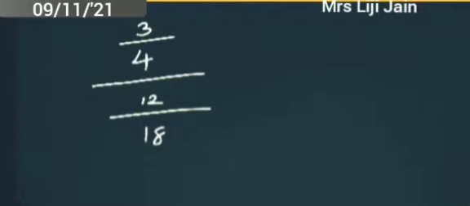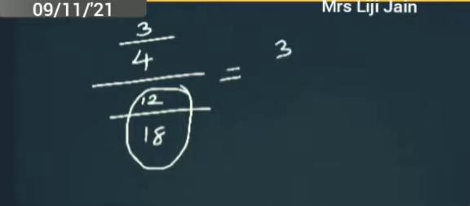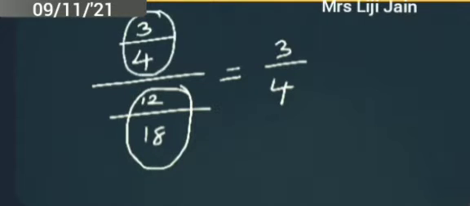Which is the denominator fraction here? Which is the fraction on the denominator? Yes, 12 by 18 is the fraction on the denominator. So for dividing two fractions, what do we have to do? Write the numerator fraction as it is. Which is the numerator fraction here? 3 by 4 is the numerator fraction. Write this as it is. And what do we have to do? Take the reciprocal of the denominator fraction and multiply.